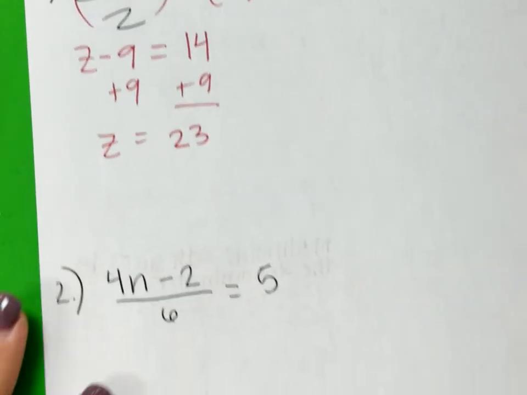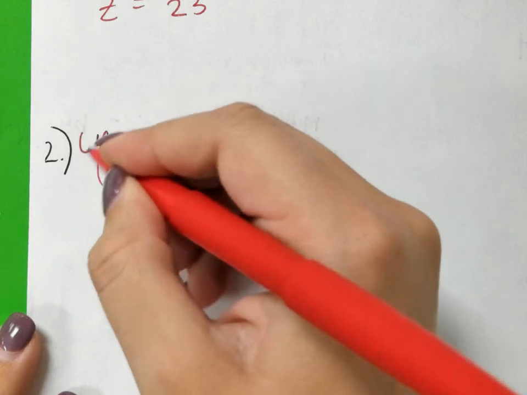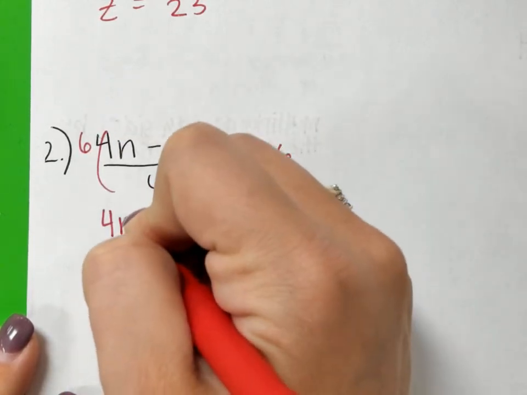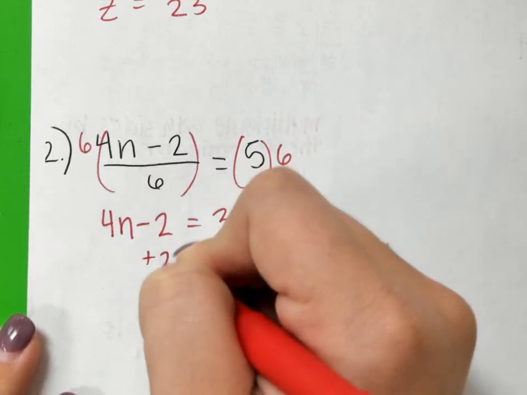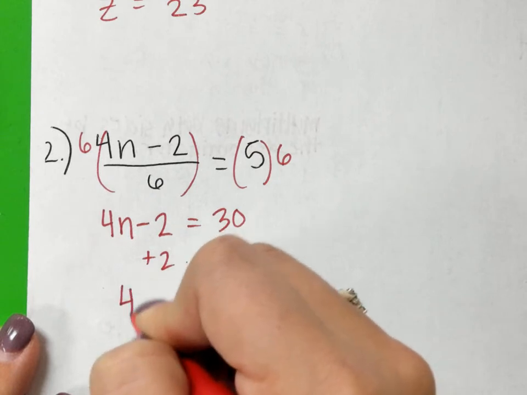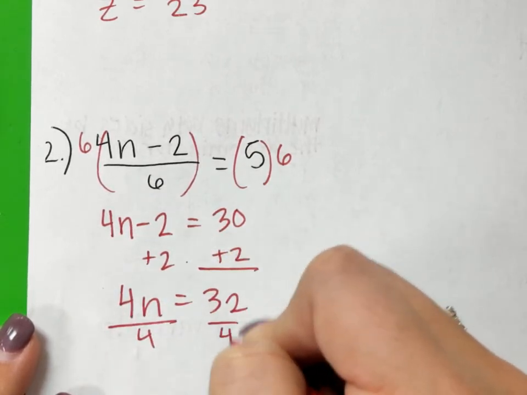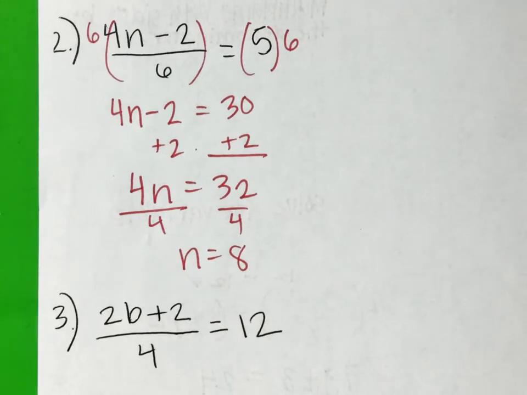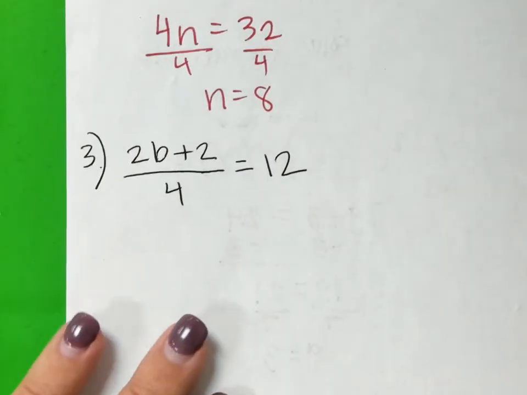What about number 2? Everybody get 8? Yes. Okay, so we multiply both sides by 6 to get rid of that bar. So I have 4n minus 2 equals 30. Then add 2 to both sides. And 4n is equal to 32. Divide both sides by 4, and n is equal to 8. Questions?